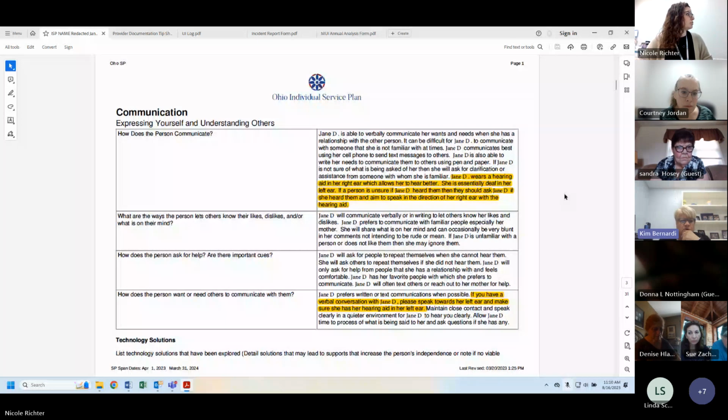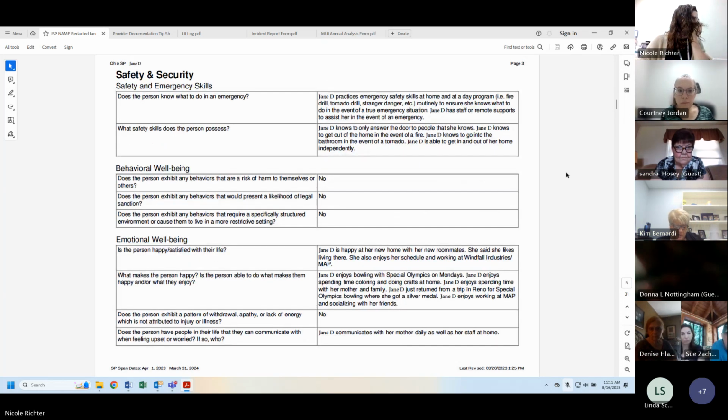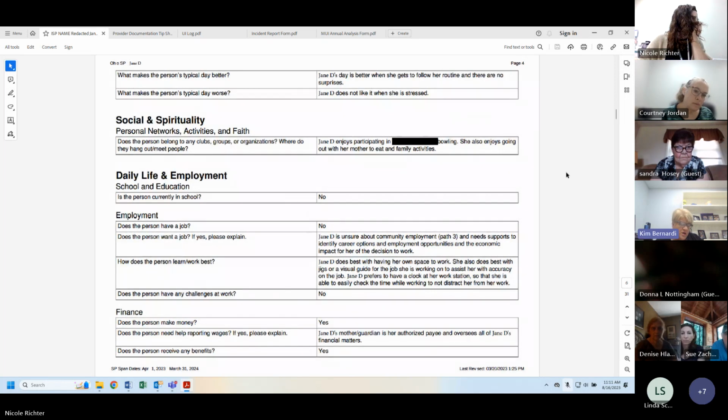Meeting minutes continued. All right, page 1, just this information. The next so many pages are just information on the individual. These come from an assessment that is completed, and then it populates in the ISP. It talks about how the person communicates, how the person asks for help, what the person wants or needs, and what their strengths and accomplishments are. So this is all information about the individual, and it goes through for the next several pages.